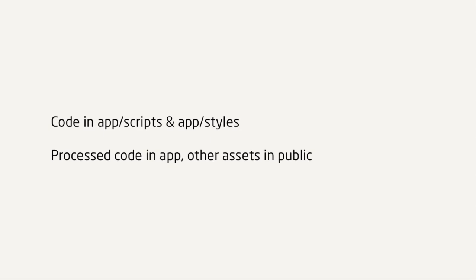I moved the code so when you have the asset pipeline, your code is in app assets, JavaScript, app assets, style sheets. I moved those up a level because it was annoying to me to have to keep typing app assets every time I wanted to access a file. So I moved them in app scripts and app styles. And then the rule that I have with Halfpipe is your processed code goes in app, and any other assets that don't get processed go in public.